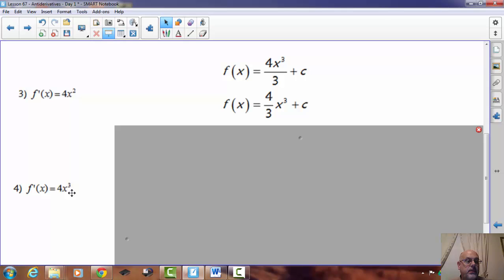Let's look at the next one. I'll tell you what, why don't you guys close the screencast, try the next one. Look at what we've been doing with the exponent, adding 1, dividing by the new exponent. So pause the screencast and try that one and come back and check your work.